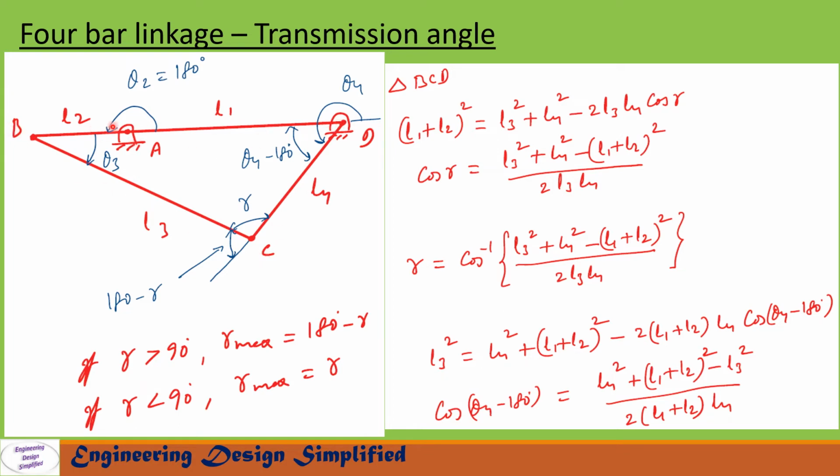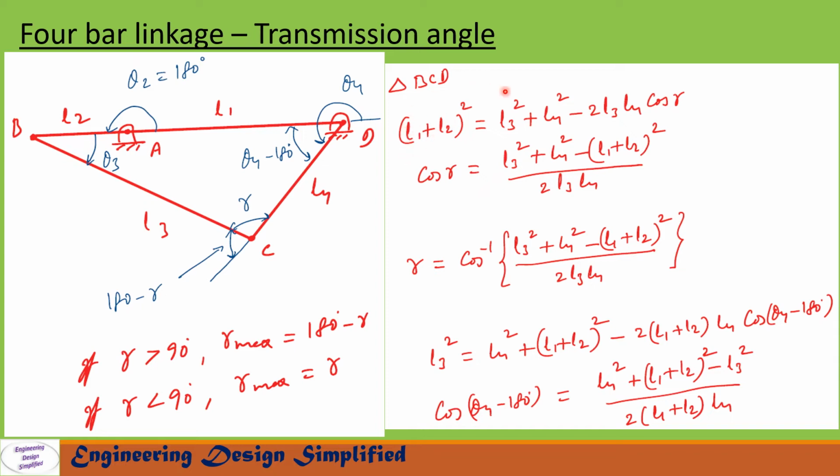So this side of the length is L1 plus L2, this is L3, and this side is L4. So this angle is theta 3, this angle we call theta 4 minus 180 because this is theta 4, and this angle let us call gamma. So again, let us apply the cosine rule for this triangle BCD to find gamma.